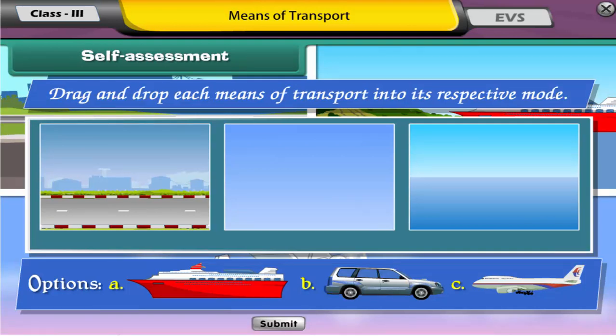Self-assessment. Drag and drop each means of transport into its respective mode.